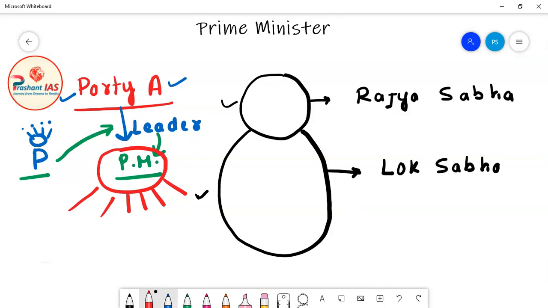Okay, for example, let's suppose all these blue dots are the members of Lok Sabha. And these green dots are the members of Rajya Sabha. And this big red dot is the Prime Minister.